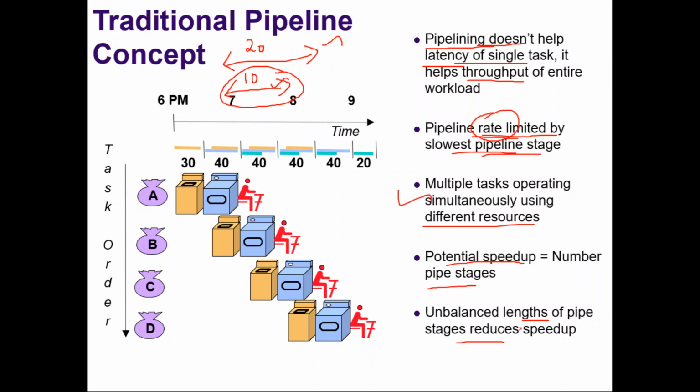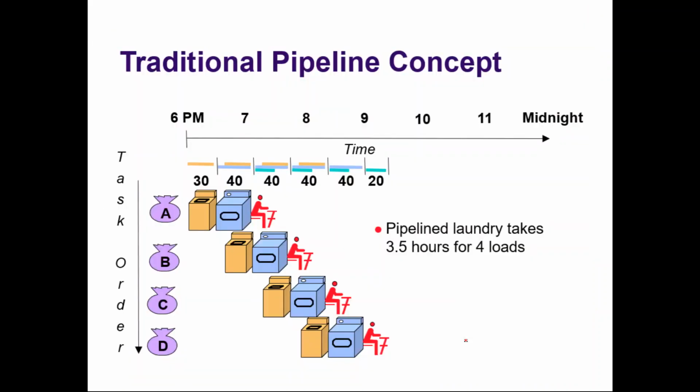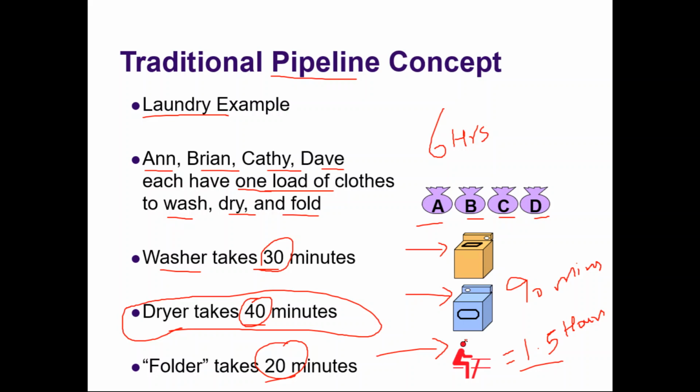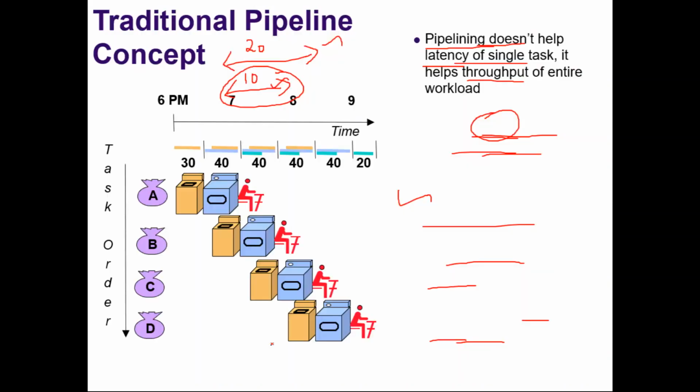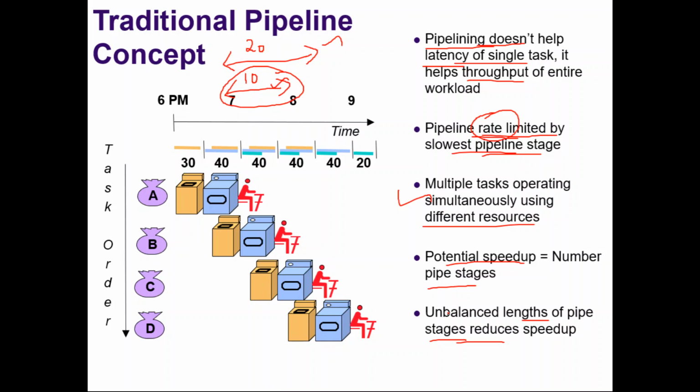Unbalanced lengths of pipe stages, which means here actually, if you see, it is a little unbalanced. For example, washing takes 30 minutes, drying takes 40 minutes, and folding takes 20 minutes. It is unbalanced. If it is balanced, everything will take equal time. Washing will take 20 minutes, drying 20, and folding also 20 minutes. That is balanced. In that case the performance will be better than the unbalanced one. Unbalanced lengths will reduce the speed up to a certain degree. If it is balanced, it won't reduce the speed up, because every stage is well defined.